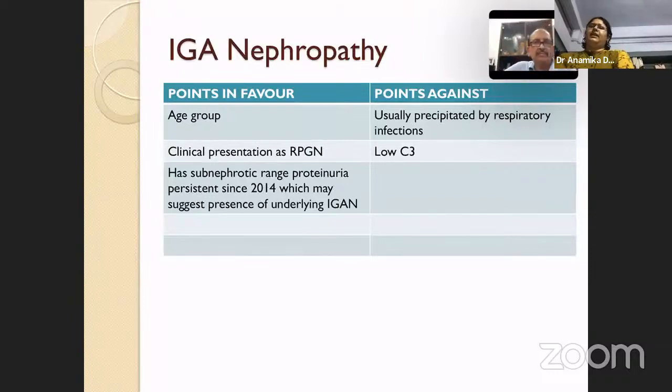IgA nephropathy, again, the age group was in favor of the diagnosis, and clinical presentation, though not very common, but crescentic IgA nephropathy can present in this manner. She also had subnephrotic range proteinuria, which I mentioned, which may suggest presence of an underlying IgAN. But points against were relapses or sudden onset of crescentic IgA nephropathy is usually precipitated by respiratory infections, of which she did not have any signs or symptoms. And also C3 was low.